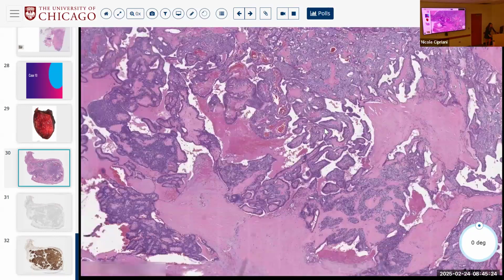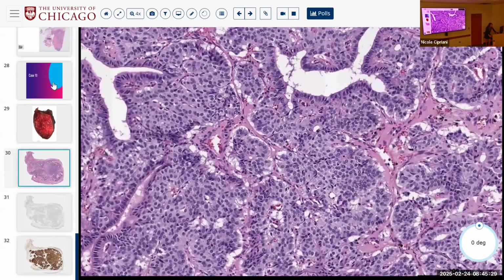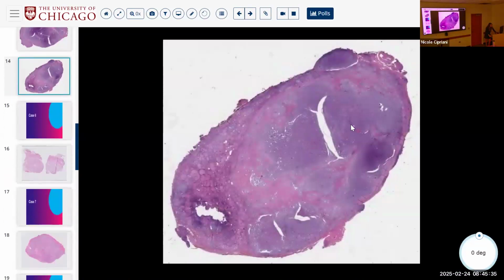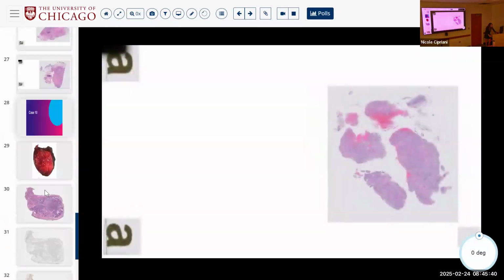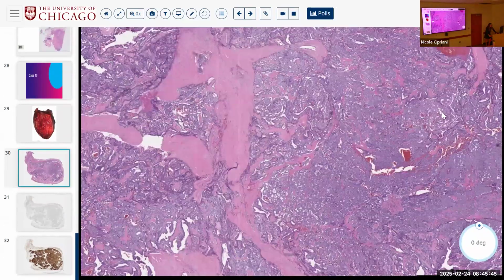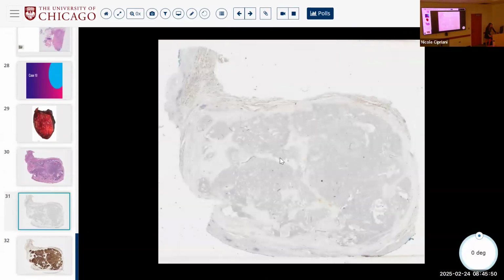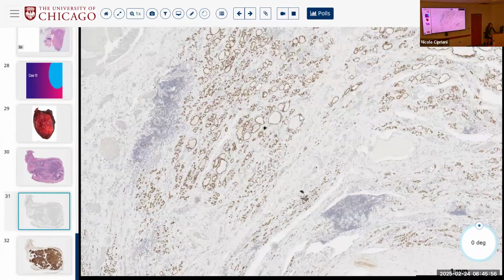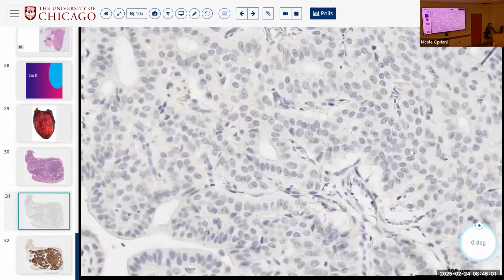So this almost resembles, interestingly enough, the NTRK fusion case, it's very similar, but it has that particular very cribriform morphology. So when you see that, what does that make you want to think of? What subtype? Cribriform morular thyroid carcinoma. So this is PAX8 in the background thyroid. This is PAX8 in the tumor.